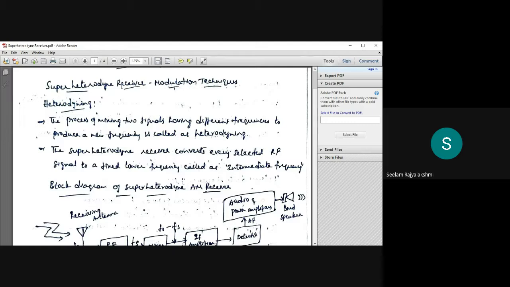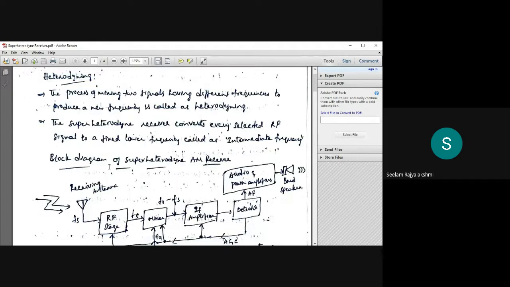And the super heterodyne receiver, which is a modulation technique, converts every selected radio frequency signal to a fixed lower frequency. This fixed lower frequency is called the intermediate frequency. That means the super heterodyne receiver converts the selected radio frequency signal into an intermediate frequency.